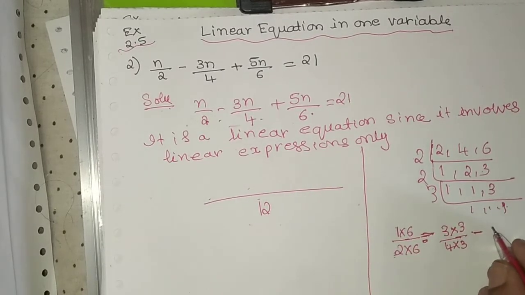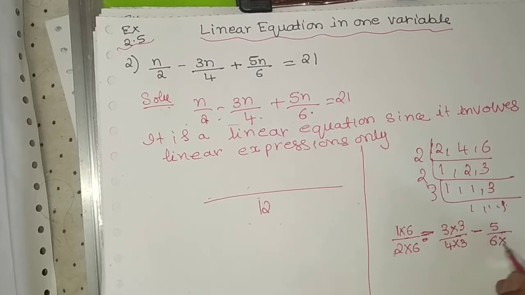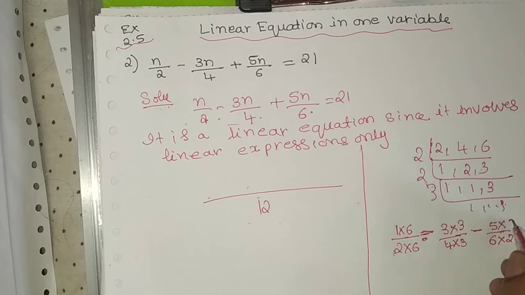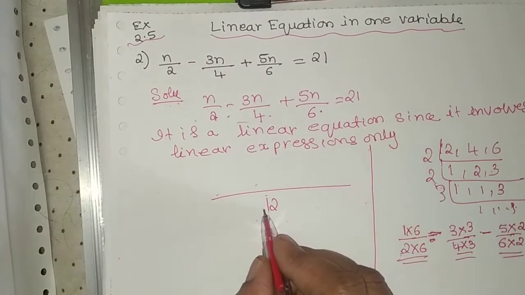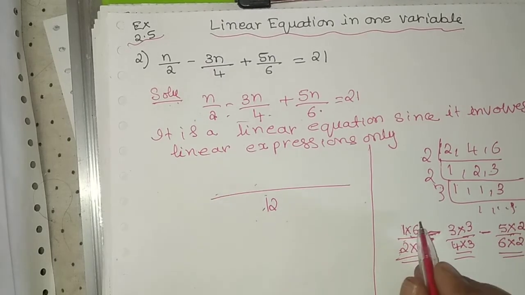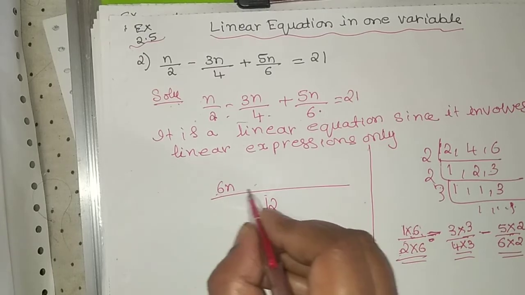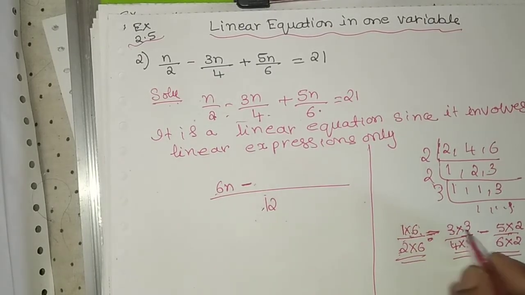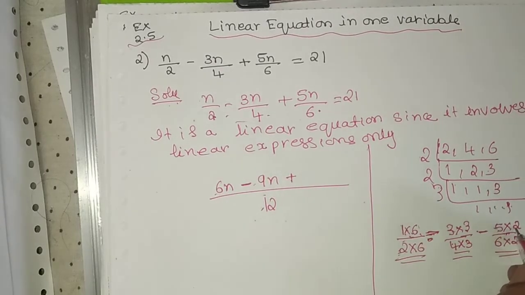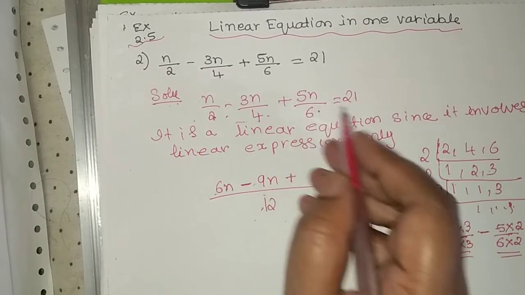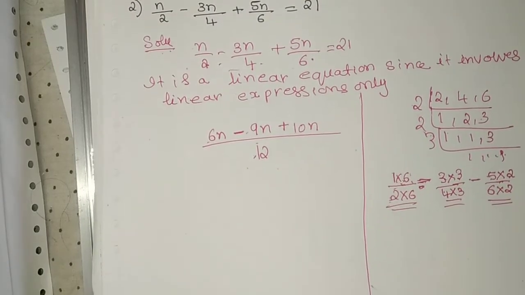Now next is 5 by 6. 6 2's are 12, so here also we should multiply by 2. So in all the cases we got 12 as the denominator. Take this and write: we got 6n minus 3 3's are 9n plus 5 into 2, 10n. So this is the way to find out the numerator using the LCM.